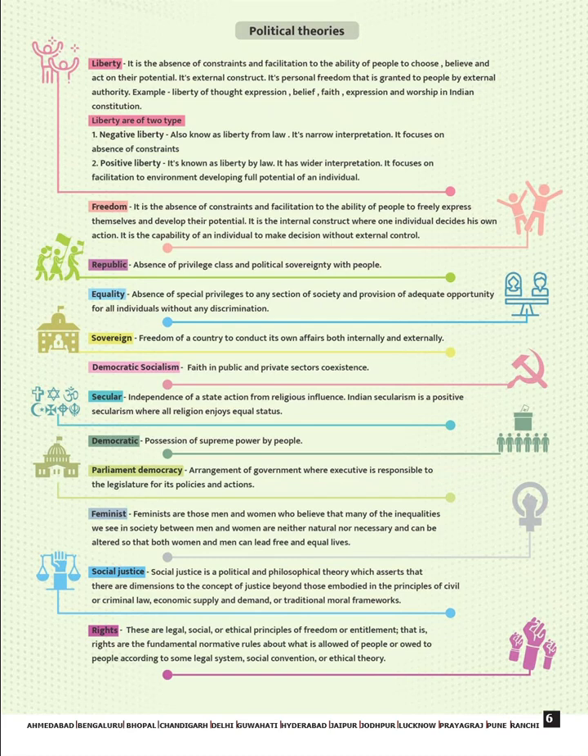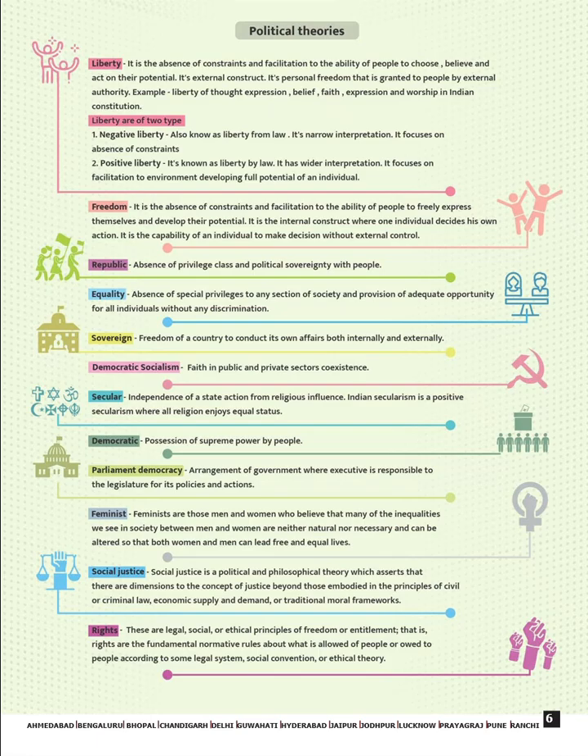Democratic socialism is the faith in public and private sector coexistence. Secular means independence of state action from religious influences. Indian secularism is a positive secularism where all religions enjoy equal status. Democratic means possession of supreme power by the people. And parliamentary democracy is an arrangement of government where the executive is responsible to the legislature for its policies and actions.